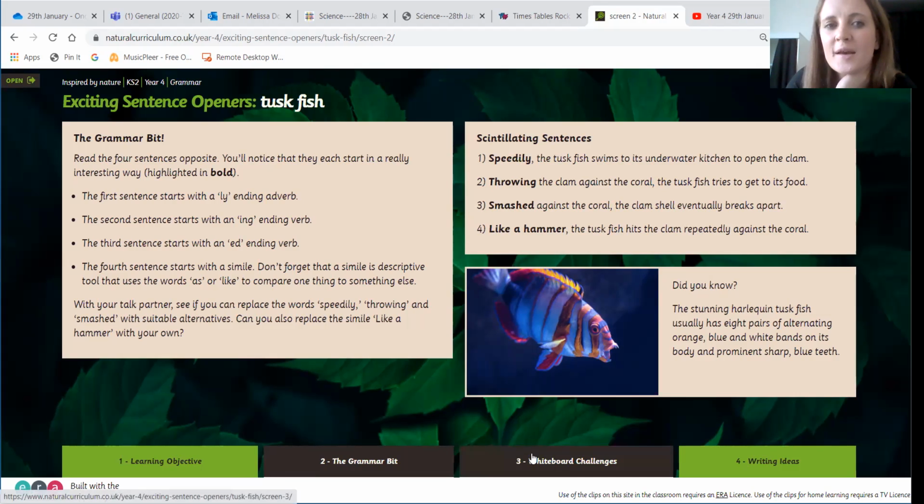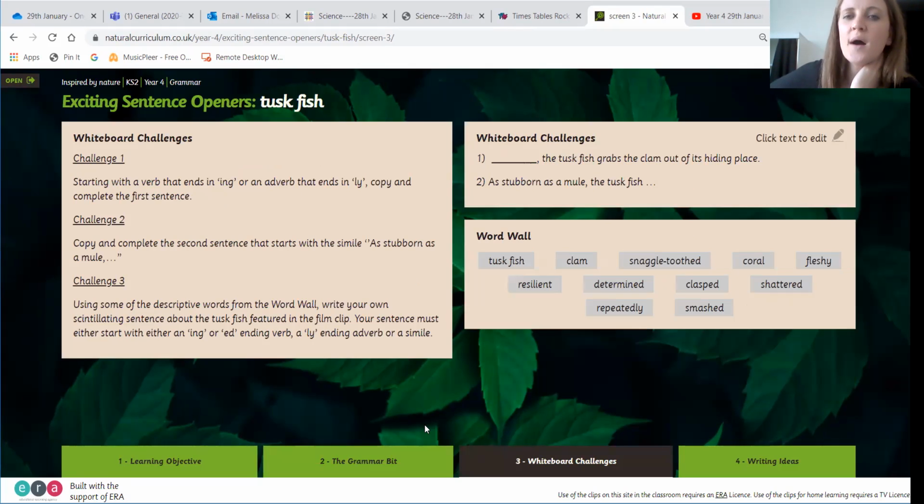Let's move on to our whiteboard challenge today. Challenge 1. Starting with a verb that ends with ing. So think carefully about a verb. Remember, a verb is a doing word that ends with ing, or an adverb that ends with ly. Copy and complete the first sentence. So the first sentence is missing something. You need to have either a verb ending in ing or an adverb ending with ly. So it says something. The tusk fish grabs the clam out of its hiding place.